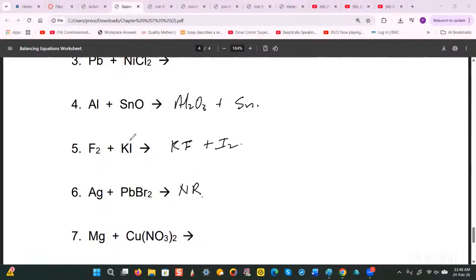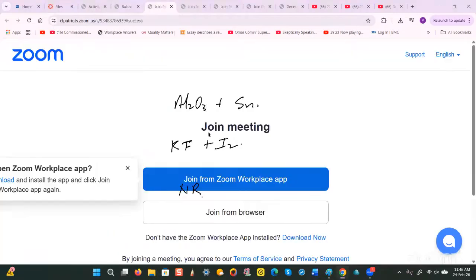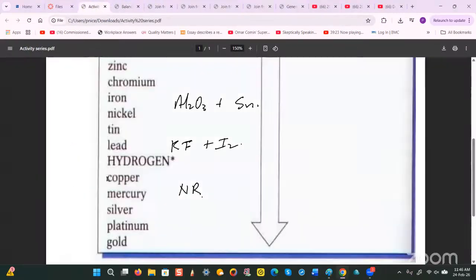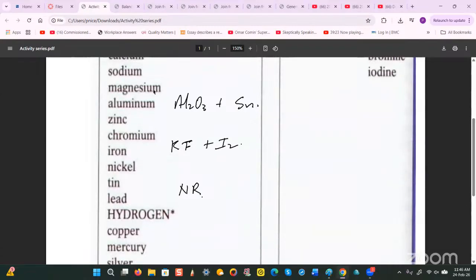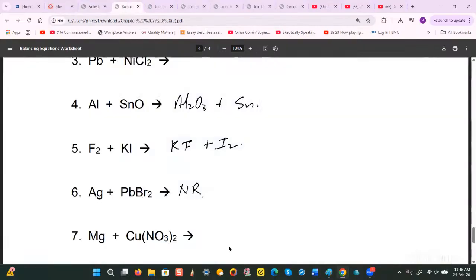Okay, the next one. Magnesium and copper 2 nitrate. So let's go to the chart again. Where's magnesium? Okay, magnesium is here, and where's copper? So magnesium is more active than copper, right? So will that reaction take place? Yep. So what would be the products of that reaction? Mg(NO3)2 plus Cu. All right, okay, let me clear this here.